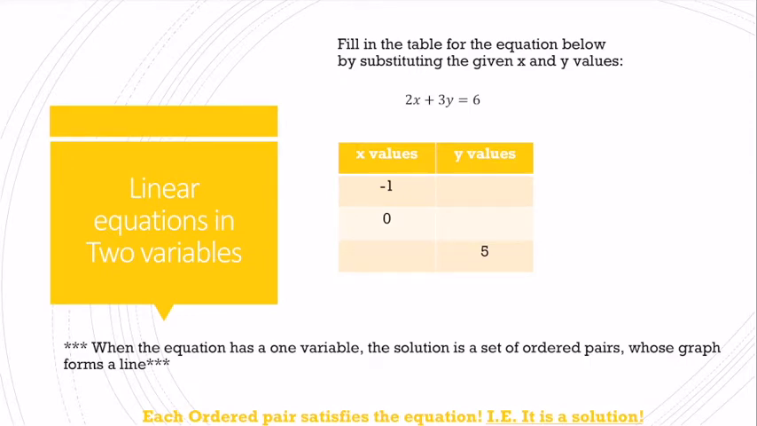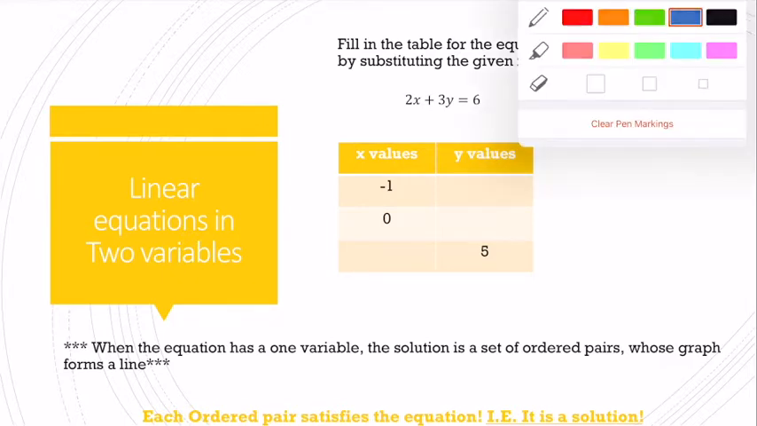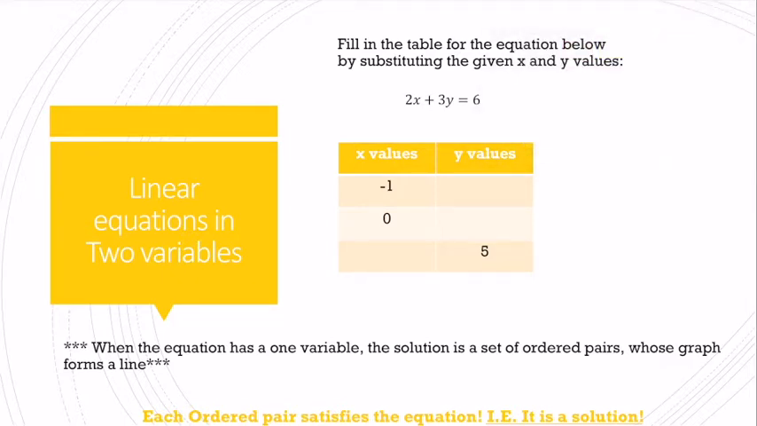So first thing we can do is fill in the table for an equation below by substituting in given x and y values. So let's go ahead and fill out this table. If I have x equals negative 1, that means I have 2 times negative 1 plus 3y equals 6. I'm substituting into our given equation in standard form. That means I have negative 2 plus 3y equals 6. I add 2 to both sides. I get 3y equals 8. I divide by 3. I get y equals 8/3.